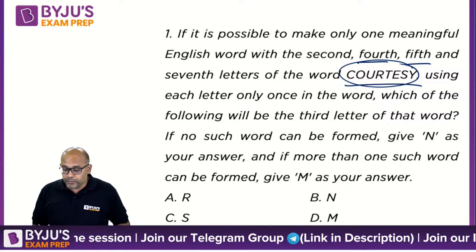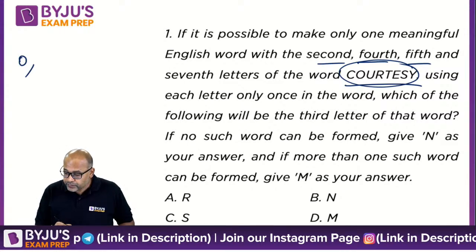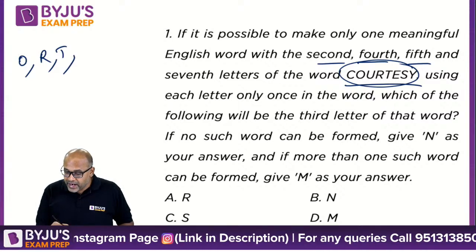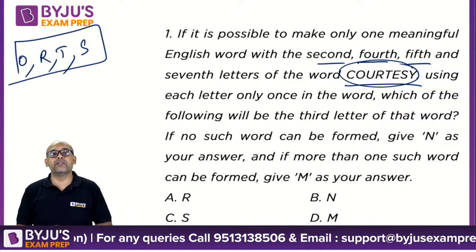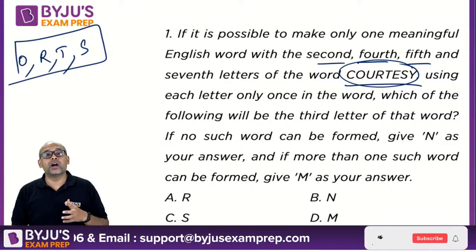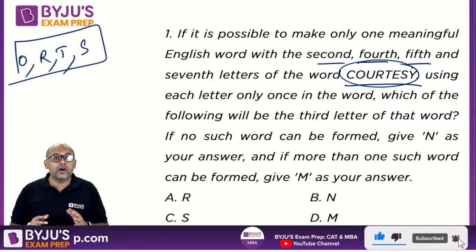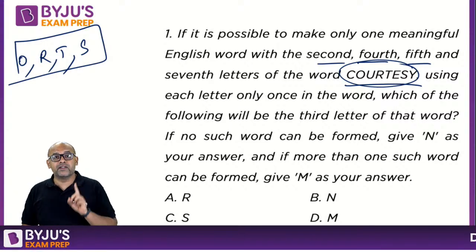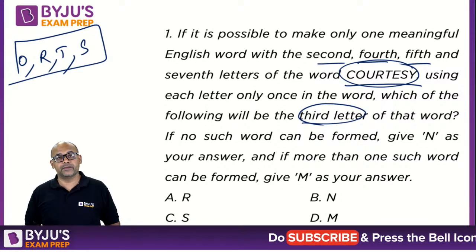So look at it. What do we need to pick? Second is O, fourth is R, fifth is T, and seventh is S. So these are the 4 letters that have been given to us. Our job is to find out what words can be formed using all of these 4 letters without repetition. If only one word is formed, then we want the 3rd letter of that word.